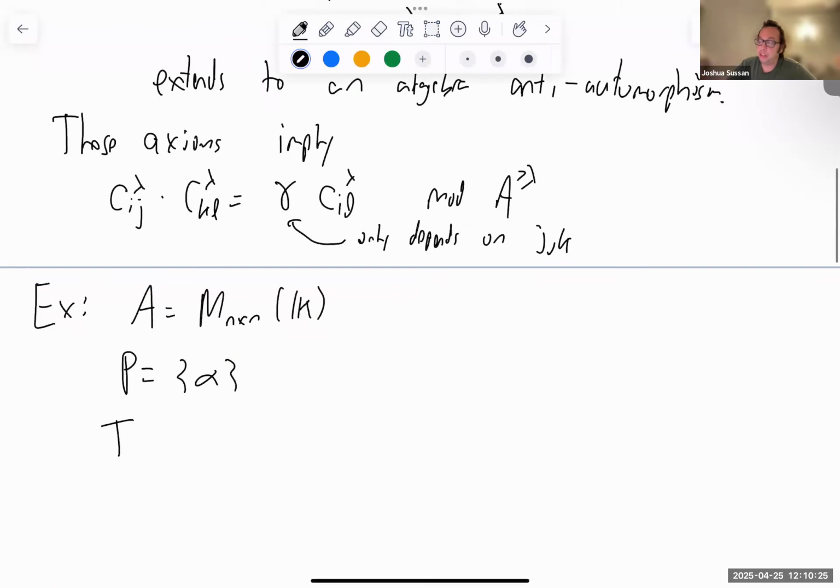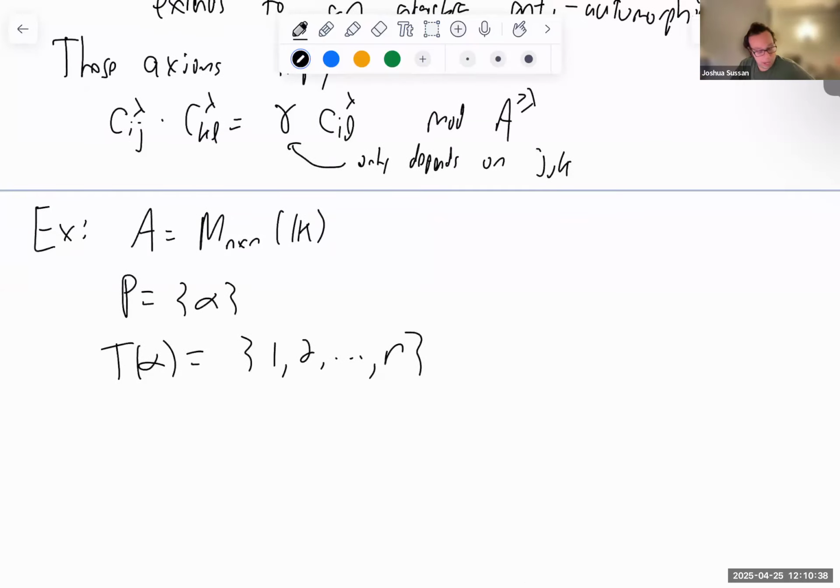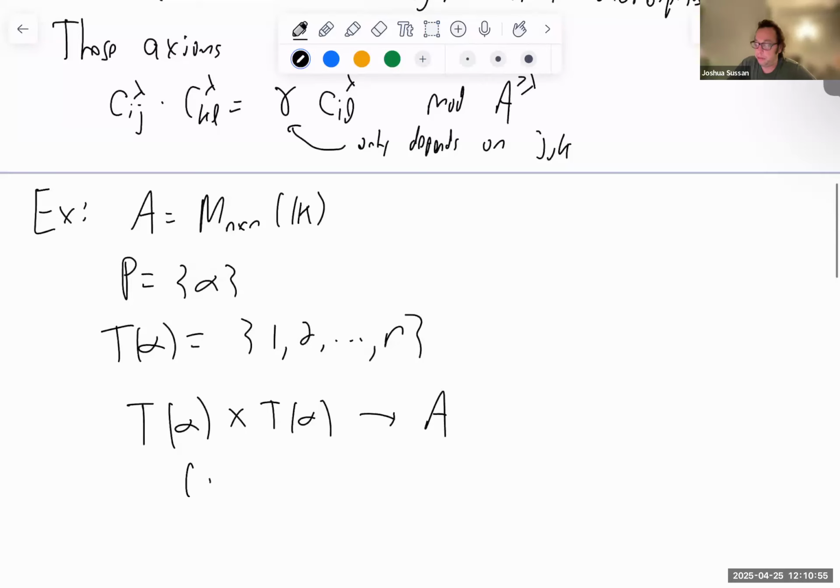And then we associate a finite set for this element alpha. I'll say this finite set is the first n natural numbers. Okay, and then I need a function. Because there's only one element in our poset, I need a function from T alpha cross T alpha into A. And so what is an element of T alpha?